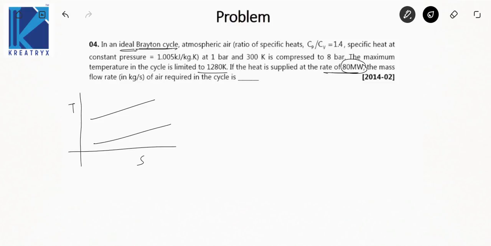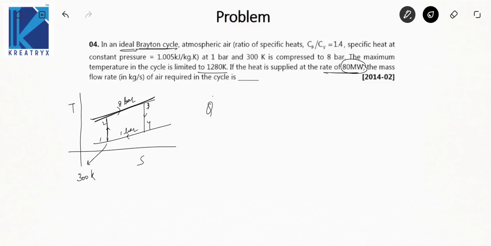These are the constant pressure lines. This will be more inclined. This is a constant pressure line of 8 bar. This is of 1 bar. Points 1 2 3 4. Compression process takes place from 1 to 2. So they have given that the air is compressed from 1 bar to 8 bar and the initial temperature of air is 300 Kelvin. And the heat supplied is at the rate of 80 megawatt.